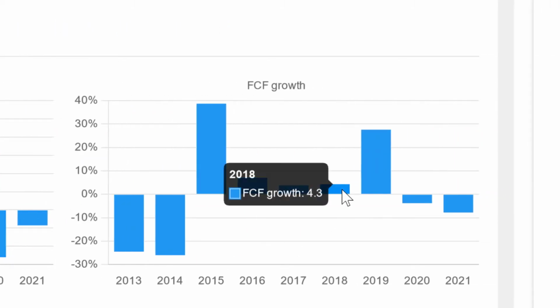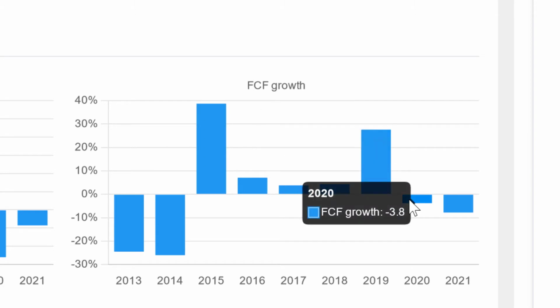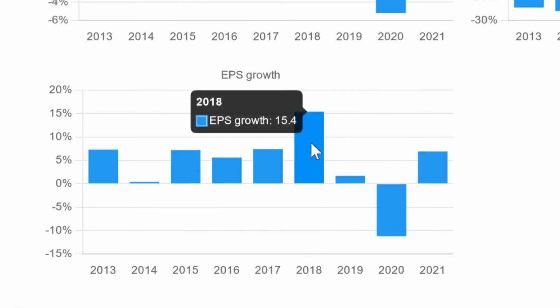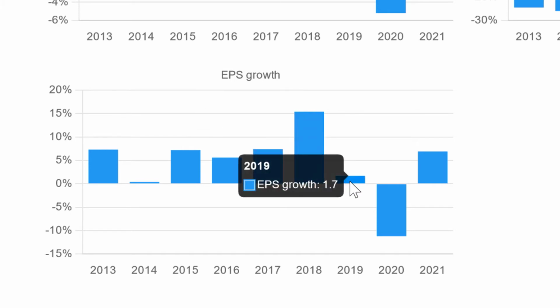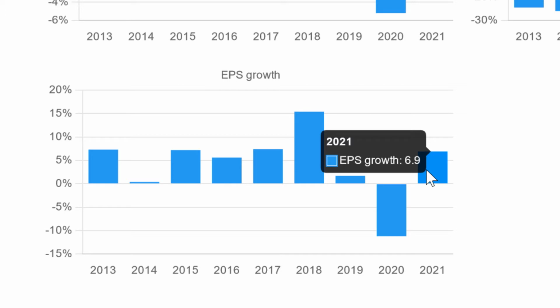FCF growth shows the year-to-year rate of change in a company's free cash flow. Ideally, you want to see FCF growth whenever possible. But for young companies that invest heavily to fuel growth, this graph can be quite bumpy. And EPS growth shows how a company is growing its earnings per share. The best businesses will steadily increase their earnings over time to help dividend growth and appreciation in stock price.